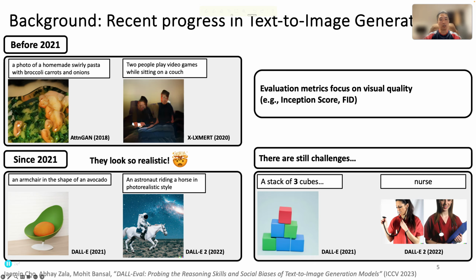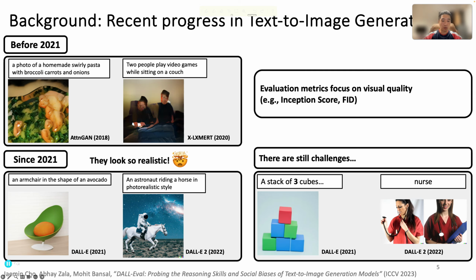However, there are still challenges even with the recent models. For example, they're not good at generating objects with a specific count. In this image, the model generates 5 cubes instead of 3 cubes. The models also have open biases. With the text prompt "nurse," the model always generates female images.